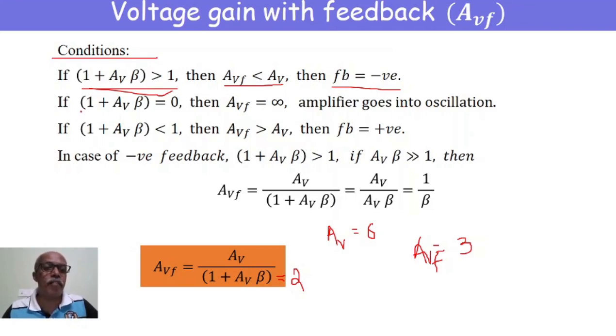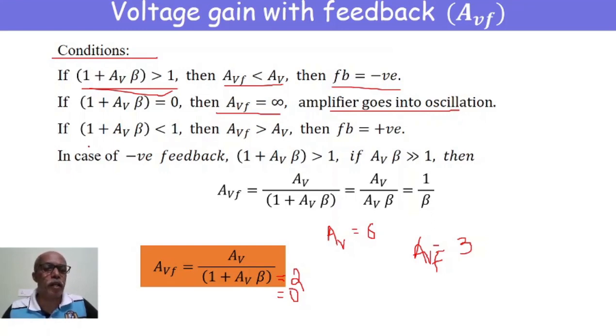Similarly, in the second case, if 1 plus AV into beta is equal to 0, that is, if the denominator value is 0, then anything by 0 is nothing but infinity. In the sense, the amplifier goes into oscillation. The amplifier goes into oscillation during positive feedback that we have studied. During negative feedback it will be stable.